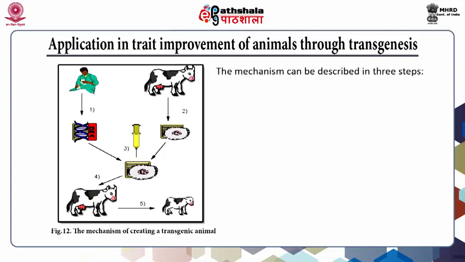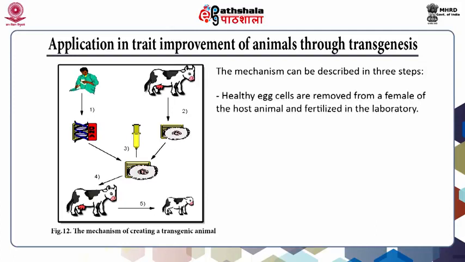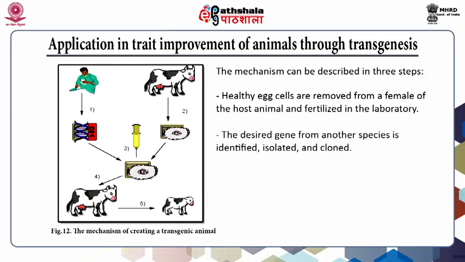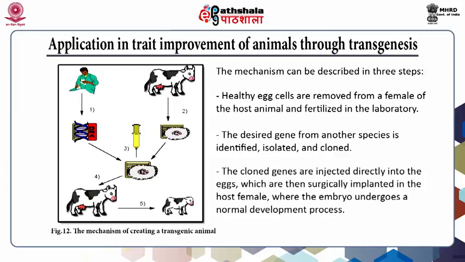The mechanism of development of a transgenic animal includes removal of healthy egg cells from a female host animal and fertilization in the lab, and the identification and isolation of the desired gene obtained from another species. The desired genes are injected directly into the eggs and then implanted in the host female. Transgenic animals can be a successful means to provide an economical production of enzymes, proteins, and quality and quantity improvement of meat and other animal products.